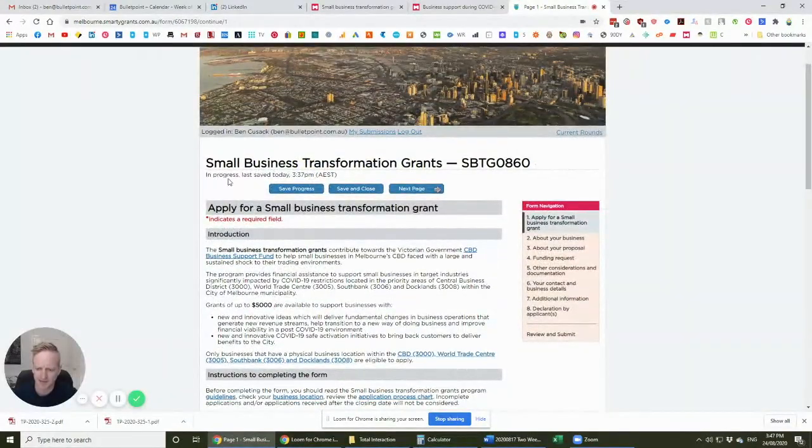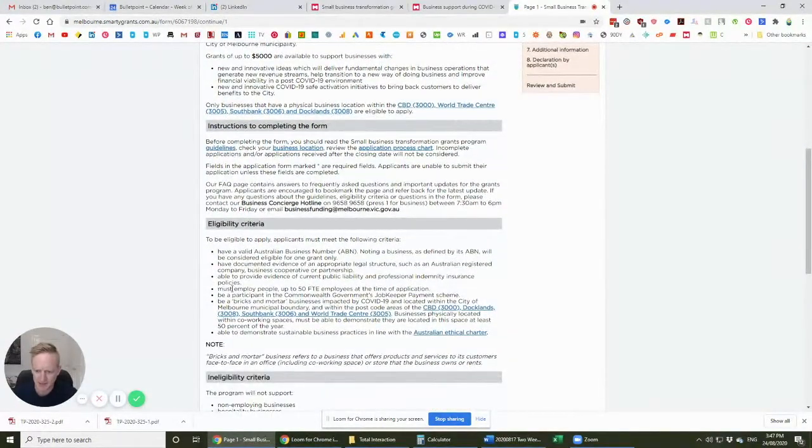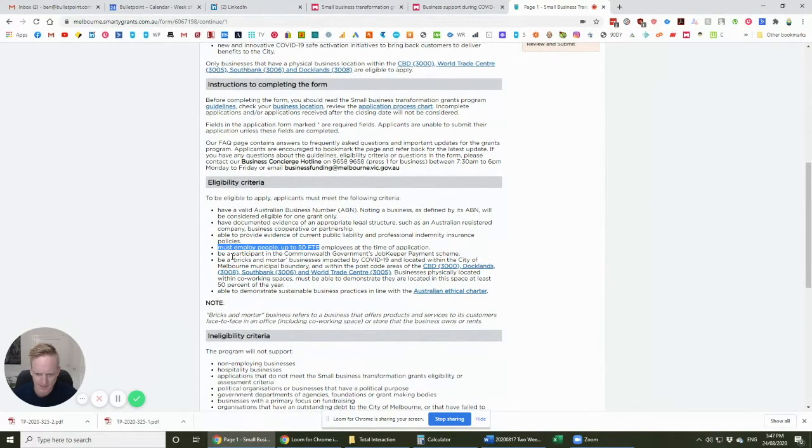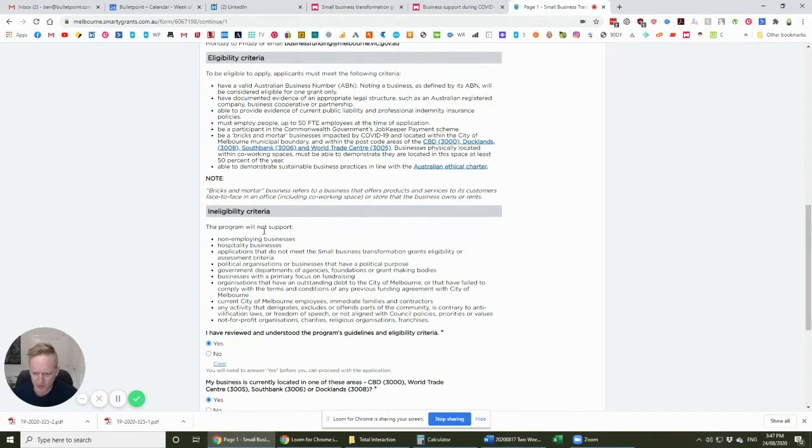Okay, so I've started this application and this goes through instructions and eligibility. So no more than 50 employees. You must have an ABN and be physically located within the boundaries of those suburbs. And if you're in a co-working space like I am, then you need to make sure that you can demonstrate that you are in the co-working space at least 50% of the year. Okay, so ineligible: non-employing businesses. So if you're a sole trader, I'm sorry, you cannot get this grant.